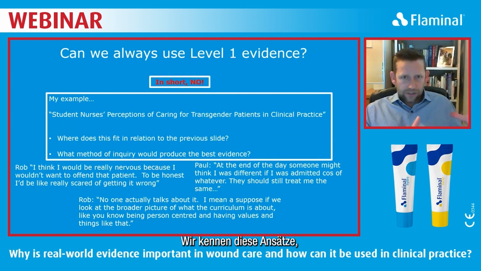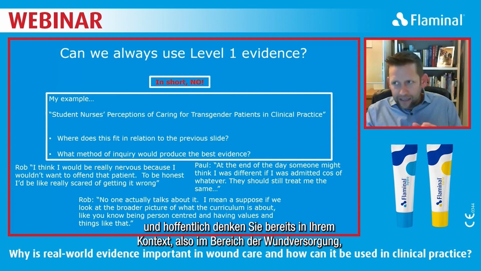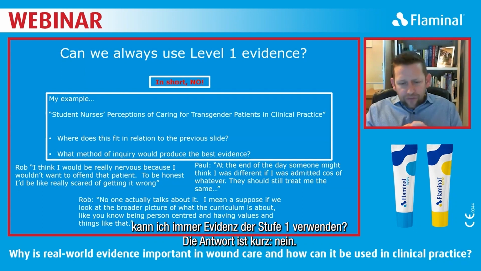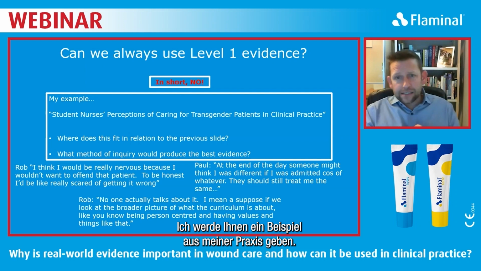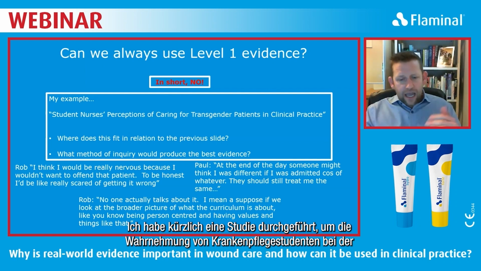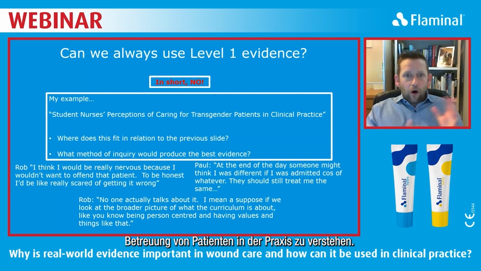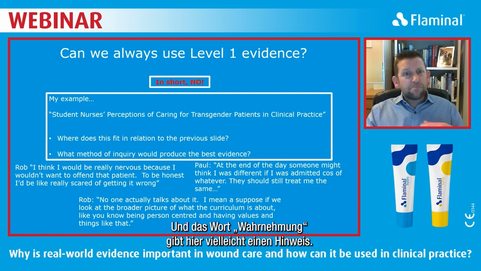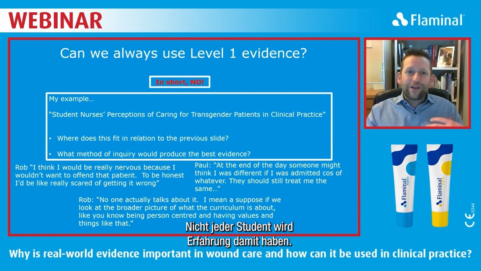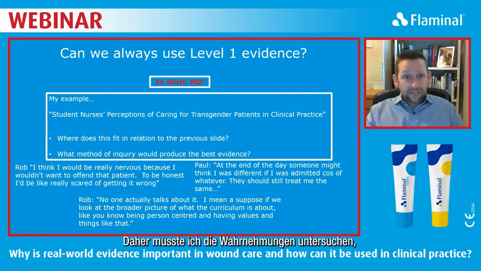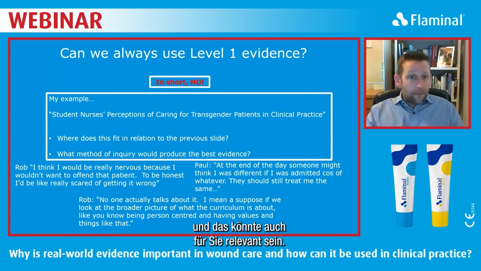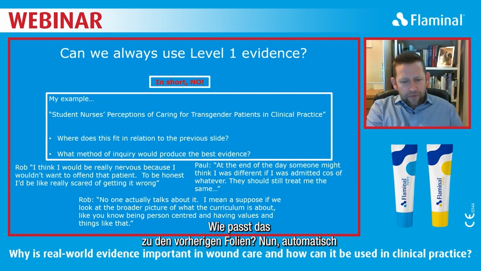We know about these approaches, and hopefully you're already thinking, in your context, so within wound care, can I always use level 1 evidence? Well, in short, the answer is no. So I'm going to give you an example from my practice. I recently conducted a study understanding student nurses' perceptions of caring for patients in clinical practice. Now, the word perceptions maybe gives it away here. Not every student will have experience of this. So I had to study perceptions. And for yourselves, that might even be relevant to yourselves. So how does this fit into the previous slides?